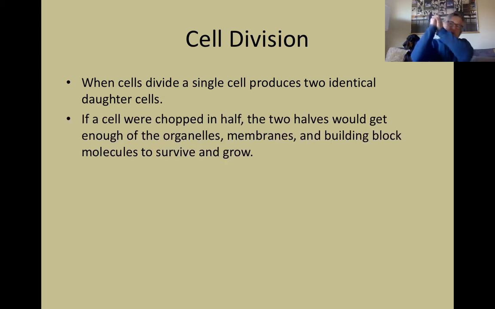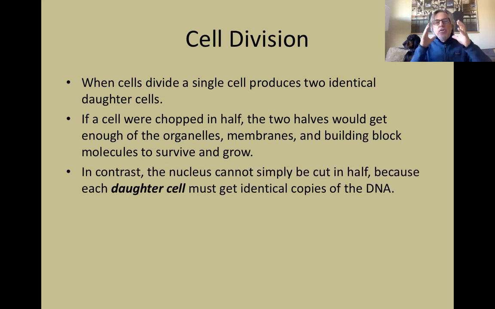So let's get started. When a cell divides, it needs to produce two identical daughter cells. If we were to just chop the cell in half, the two halves would get enough organelles, enough membranes, enough building block molecules to survive and grow. But the nucleus cannot simply be cut in half because each daughter cell must get identical copies of the DNA.